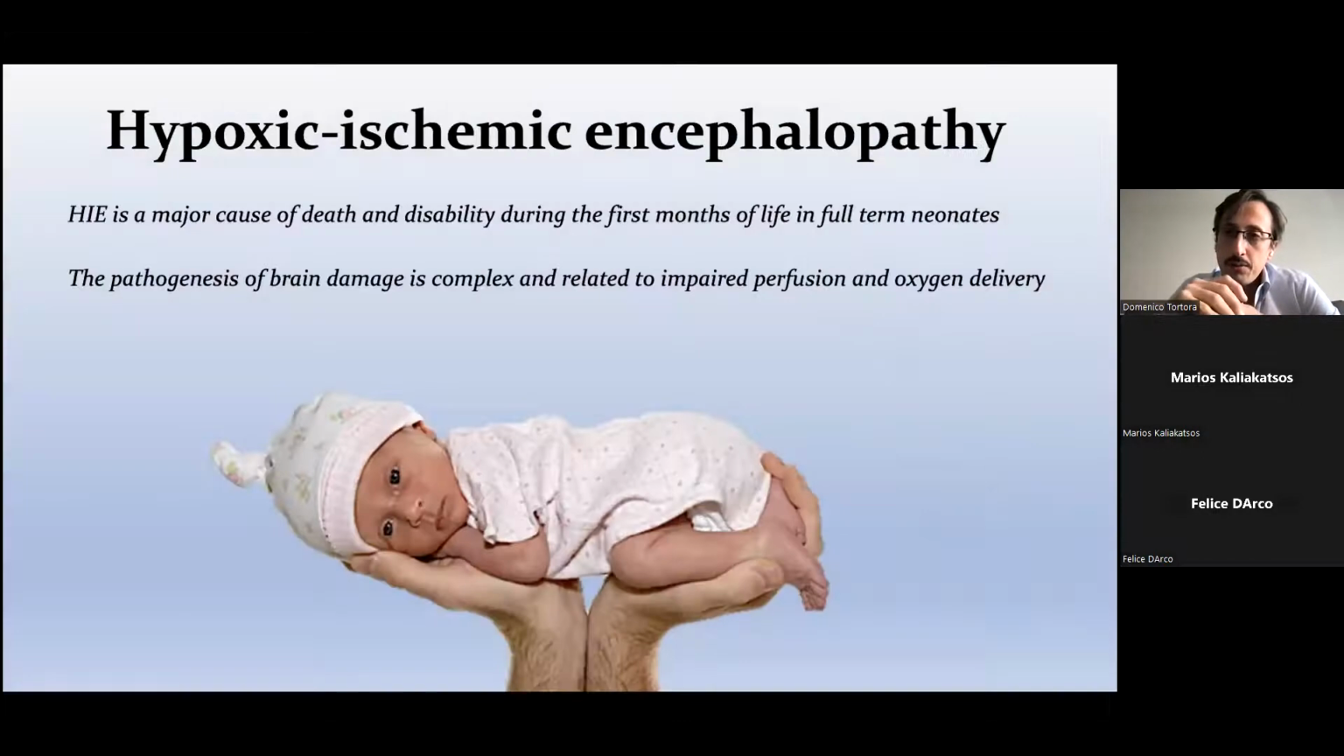So let's start from the youngest patients, neonates, and hypoxic ischemic encephalopathy. HIE is probably the major cause of death and disability during the first months of life in full-term neonates. And you know, the pathogenesis of the brain damage is complex and is related to abnormal perfusion and abnormal delivery of oxygen to the brain tissue.